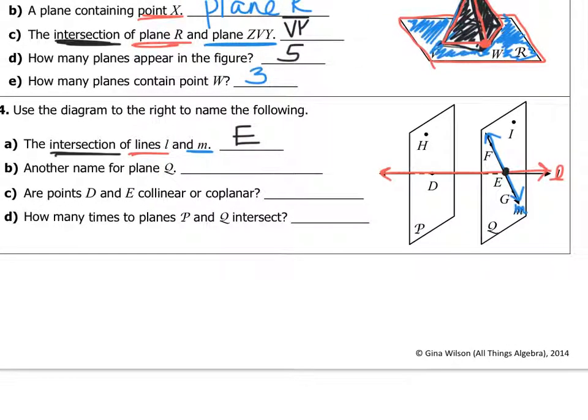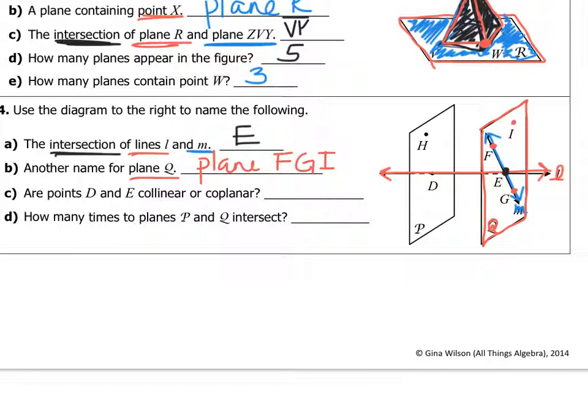Next, I'm going to look for another name for plane Q. So plane Q is located right over here. Here's plane Q. So I can name plane Q using 3 non-collinear points. So for example, I could also call plane Q plane FGI. F, G, and I are non-collinear points on plane Q.